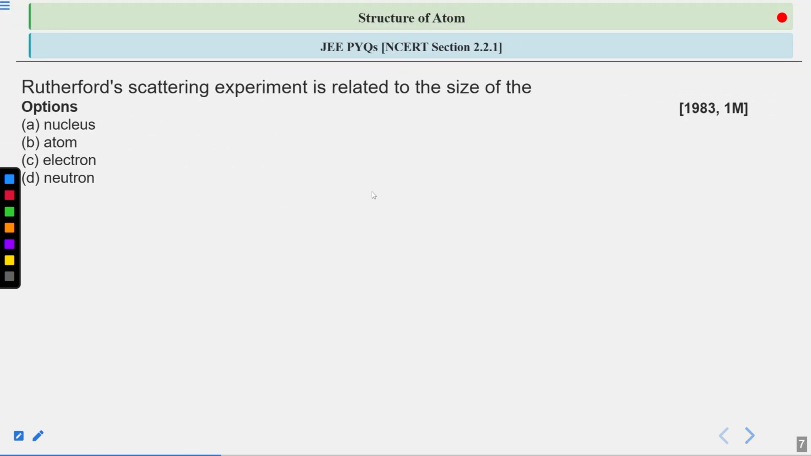Moving on to the next question. It says that the Rutherford scattering experiment is related to the size of nucleus, option A, atom, option B, electron, option C, and neutron, option D. It was asked in 1983 for 1 mark. Your time to solve this question starts now. The time is up.